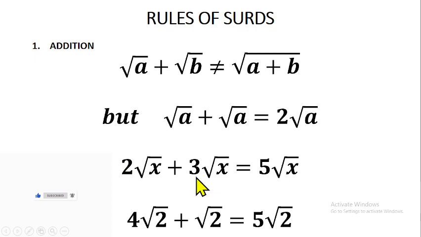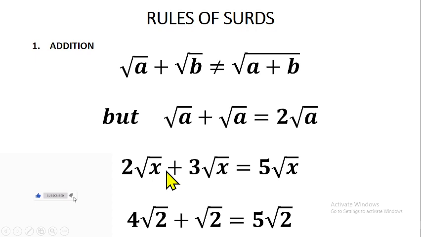Look at this last one here. Can we add these two swords together as well? Yes, we can add them together as well. The reason is that they have the same sword. This is four sword 2 plus one sword 2, like four balls plus one ball, and that will give us five balls. So four sword 2 plus one sword 2 gives us five sword 2. So you should know the context where we can add two or more sword together.